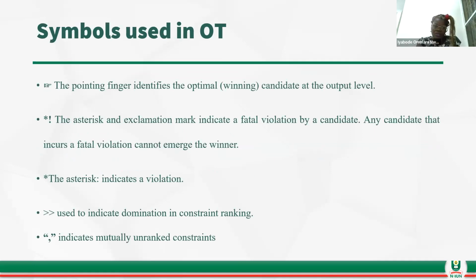Now you have symbols that you use in the constraints in Optimality Theory. You have the pointing finger, which identifies the optimal or winning candidate at the output level. Constraints are actually a matter of conflict. If there are conflicting elements, you look at which of them you can drop so that the other is preserved. Just like the example of the grammar of copy: if you don't remove the second copied element, it may lead to the structure crashing. So you look at this to identify the optimal, the winning candidate at the output level.